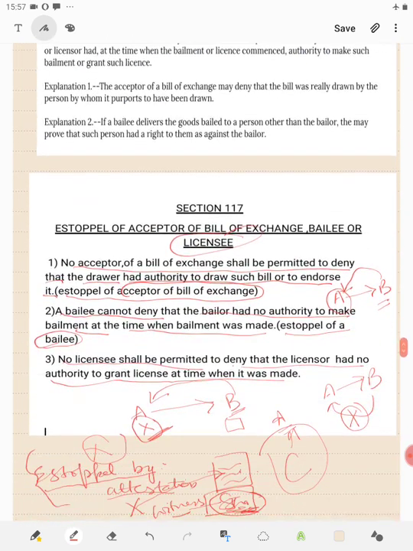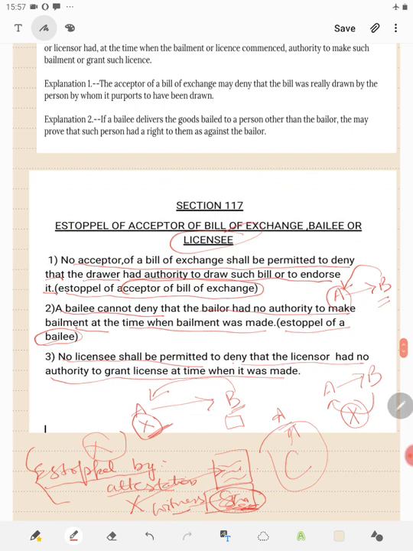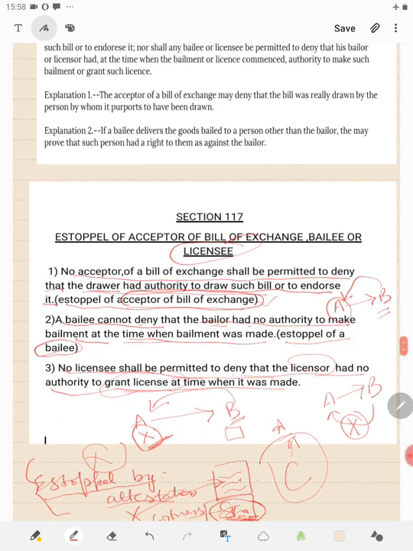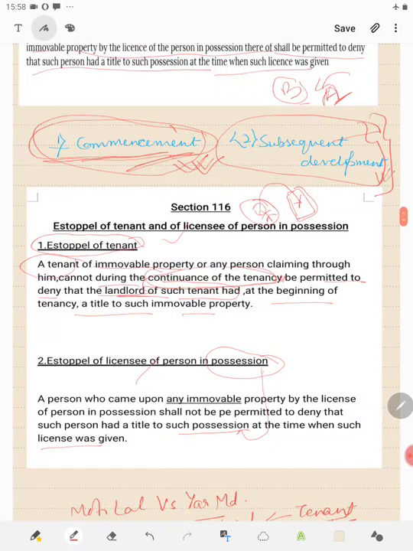Then in section 117, three types of estoppels are given. Estoppel with regard to the acceptor of a bill of exchange: he cannot deny that the drawer had no authority to draw it. Then estoppel regarding bailee, that he cannot deny that the bailor had no authority to give that bailment. And estoppel regarding licensee, that the licensee cannot deny that the licensor had no authority to grant the license at the time when it was made. Remember, in all these cases, it's about the time of commencement. About subsequent developments, certainly evidence can be given.